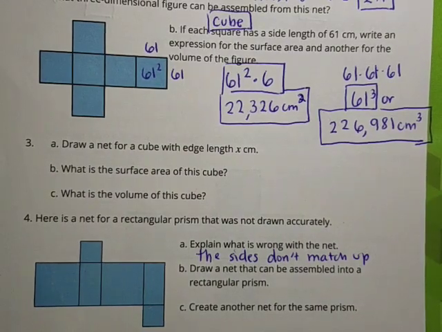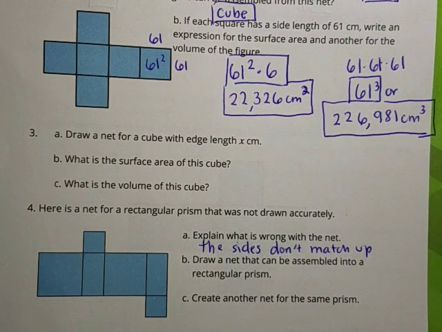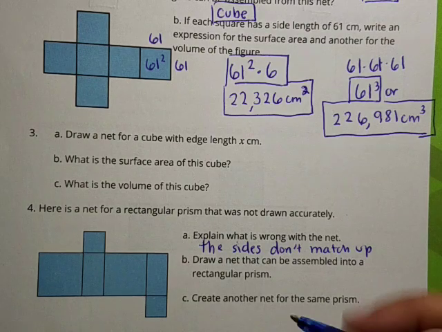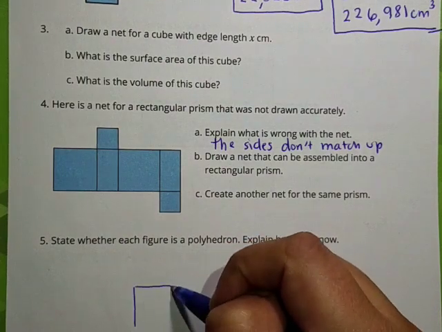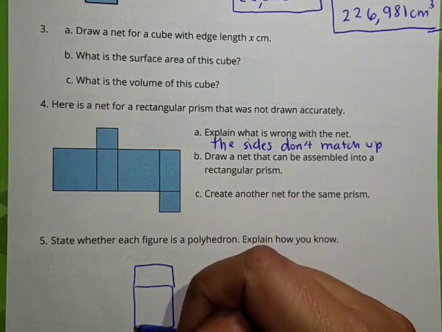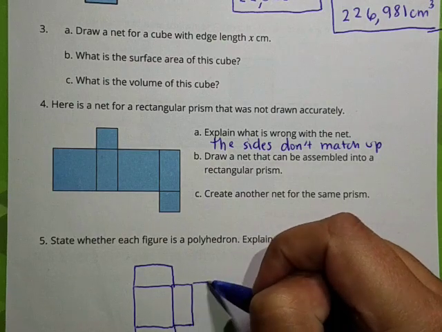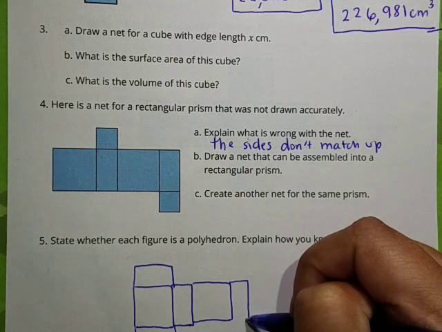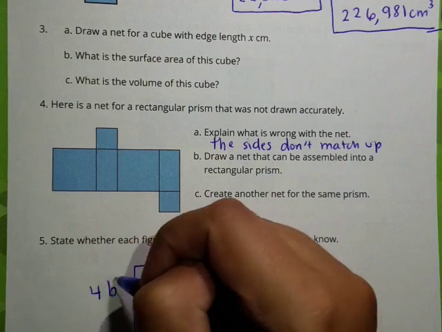Okay, draw a net that can be assembled into a rectangular prism. So if we just moved it, I'm going to do it down here. If we moved it like this, so maybe put the square here, and then 2 of them like this, and then maybe a skinnier one here, and then the same size here, and then the same size here. Okay. So this was B, or number 4, so this is 4B.